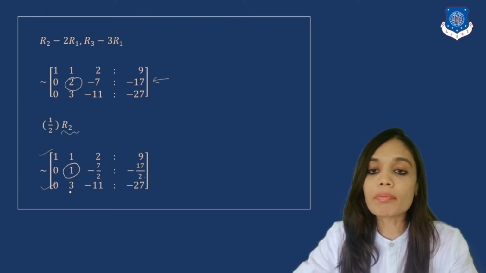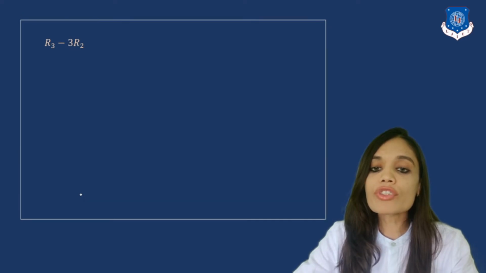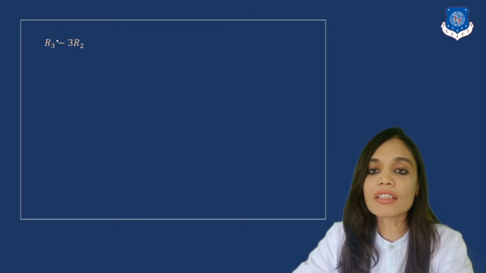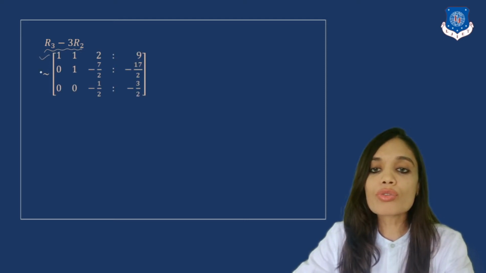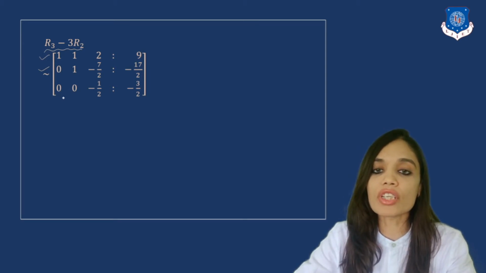So our next step is to form 0 at this place, right? So which row operation will be used? R3 minus 3R2. So on applying this row operation, you will get first two rows remaining as they are and the last row will be equal to 0, 0, minus 1 upon 2, minus 3 upon 2.